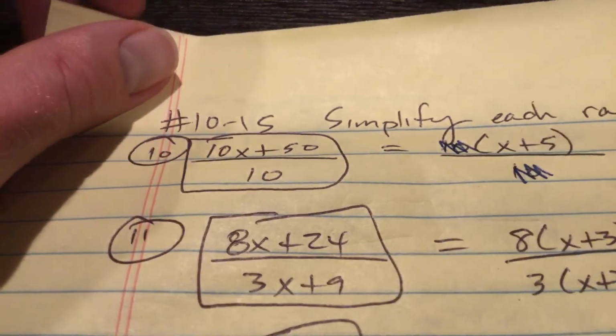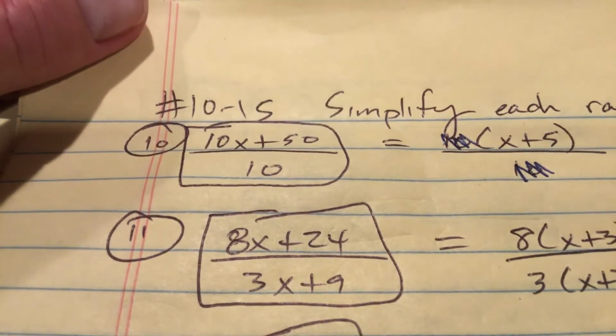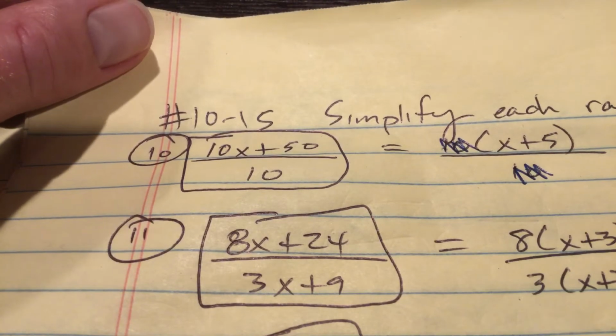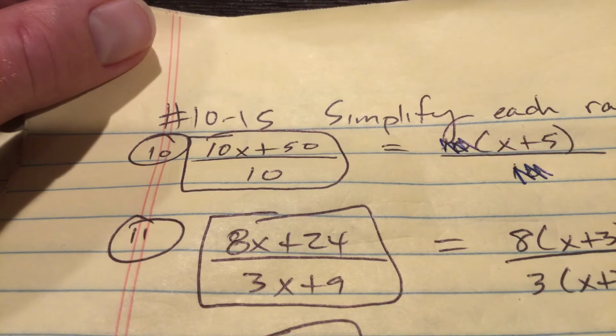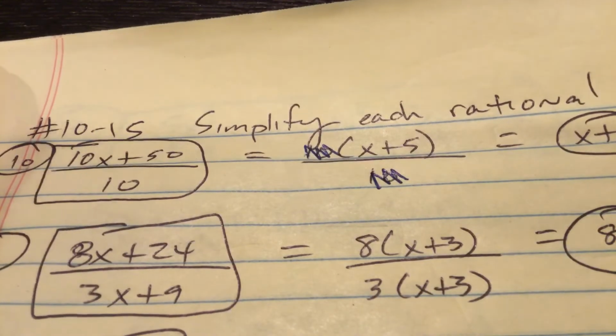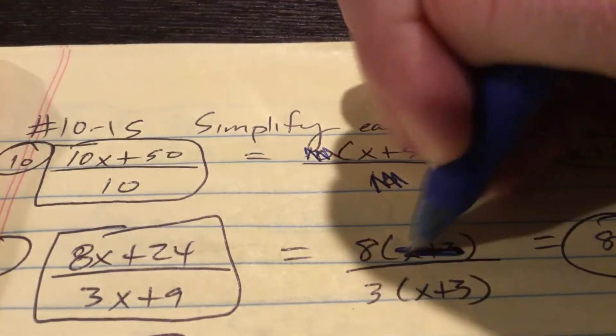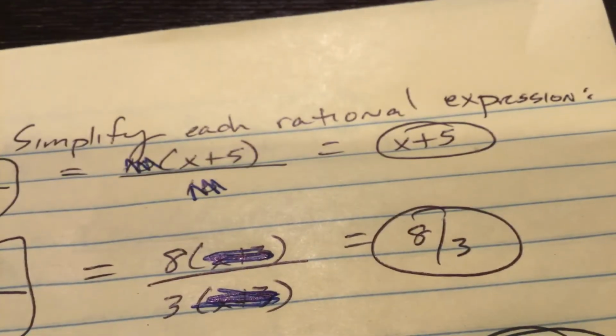Number 11, 8x plus 24 over 3x plus 9. In the numerator, I can factor out the 8 that they have in common. In the denominator, I can factor out the 3 that they have in common. Doing so gives me 8 times x plus 3 over 3 times x plus 3. Cancel out the x plus 3, you're left with 8/3.